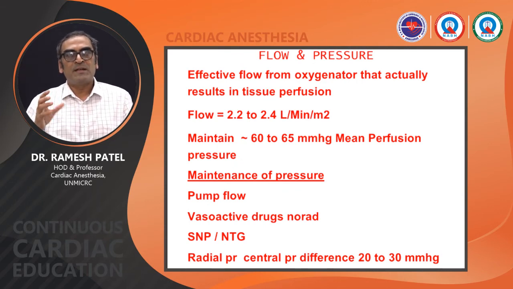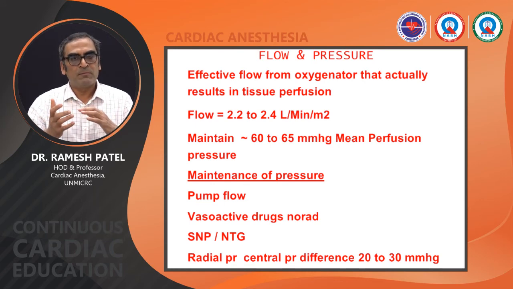According to the patient's weight, height, and body mass index, the flow requirement is different for different patients. But generally, flow is 2.2 to 2.4 liters per minute per meter square. This is the standard formula. And maintain mean arterial pressure about 60 to 65 millimeters of mercury while managing the cardiopulmonary bypass machine.